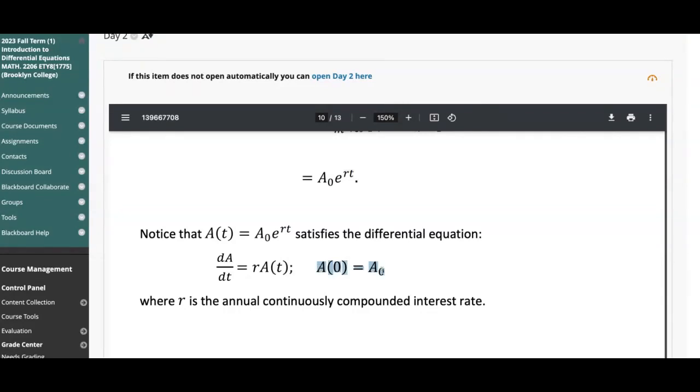A of 0 equals A naught, the initial value. So R is the annual continuously compounded interest rate, just the annual interest rate. So you see, dA over dt equals R times A of t.